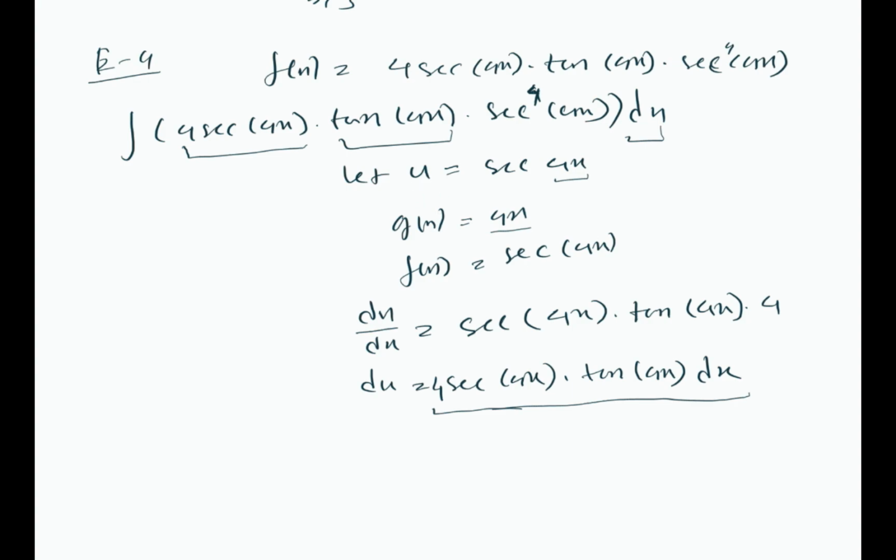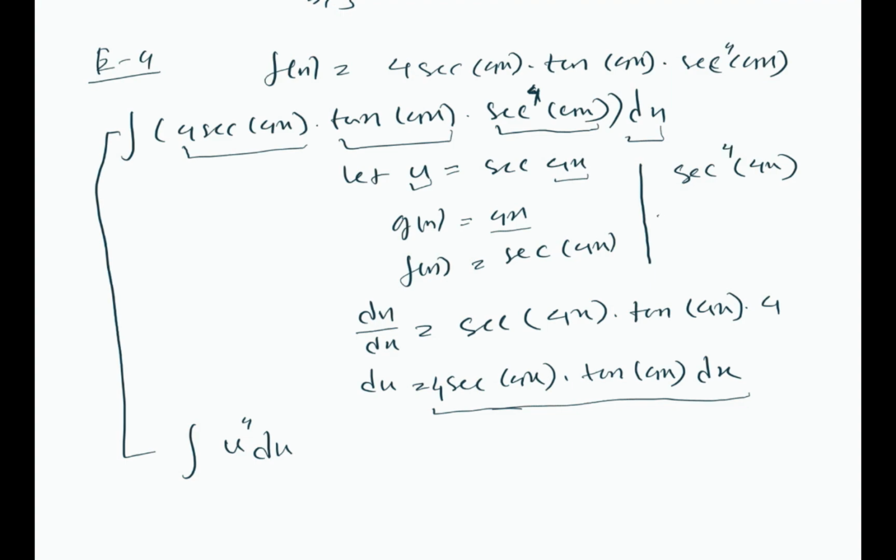Okay, and our u is this much, right? So we can rewrite our integral, integral of u to the power 4 du. Here I need to mention one thing, simply this is a note. Sec of 4x all to the power 4, we can rewrite it like this, sec of 4x all to the power 4. This is the same thing, so that is why I am putting the power 4 on u.